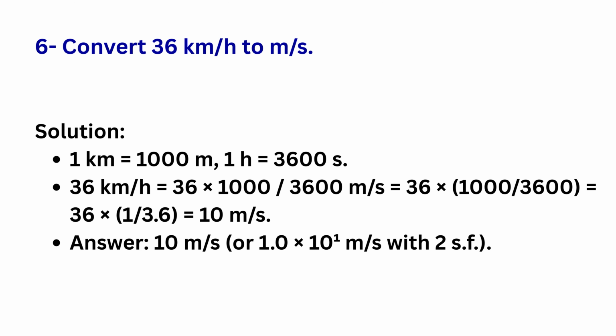Question 6. Let's convert 36 kilometers per hour into meters per second. We know that 1 kilometer equals 1,000 meters and 1 hour equals 3,600 seconds. So we multiply 36 by 1,000 and divide by 3,600. That gives 10 meters per second. In scientific form, that's 1.0 times 10 to the power of 1 meters per second.